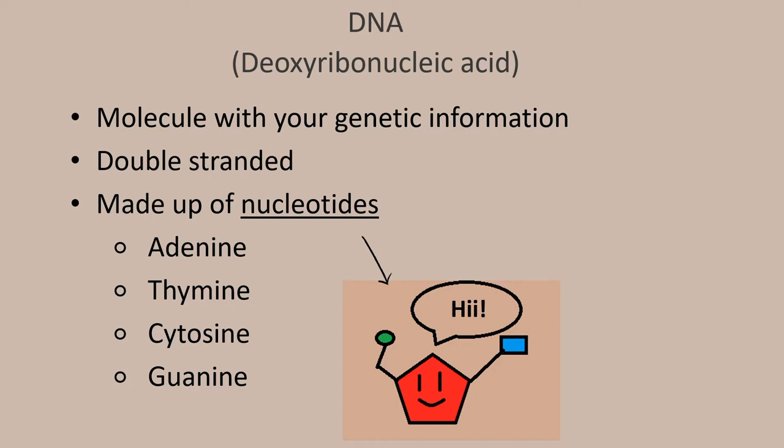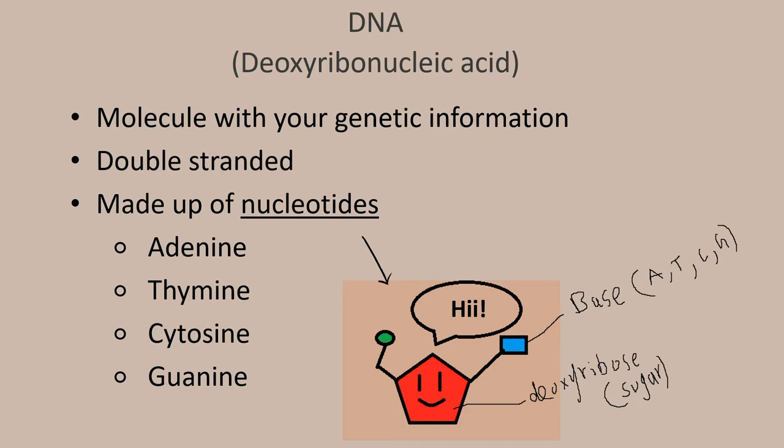Let's try to label this. So the red part here is the deoxyribose. Whenever you see the word ribose in a word, just remember that there is sugar involved. So this red part is going to be the sugar backbone of DNA. Now the one I've colored in blue here is the base of a nucleotide, and this base could either be adenine with an A, thymine with the T, cytosine with the C, or guanine with the G. So this is the one that differentiates the nucleotides. And lastly, you have the phosphate.